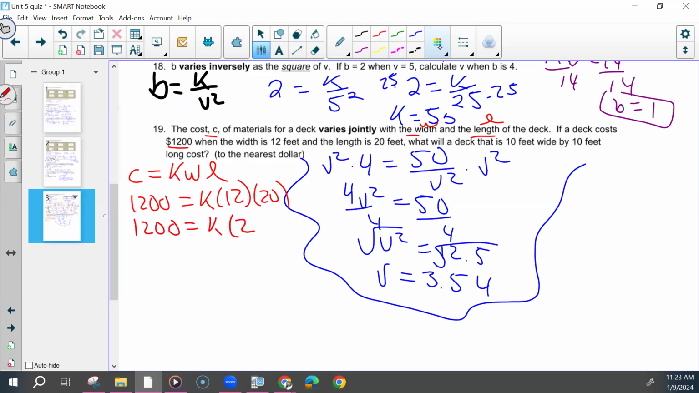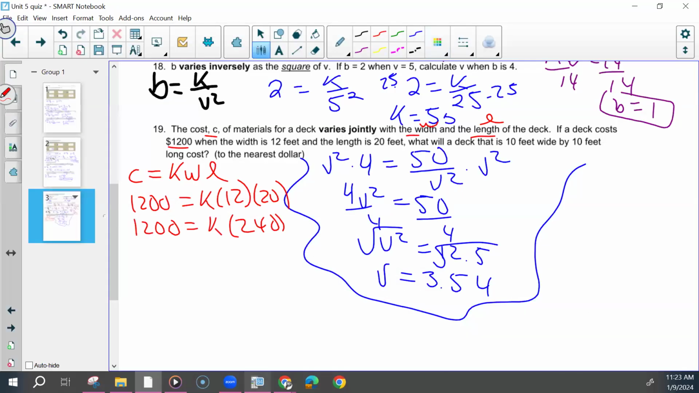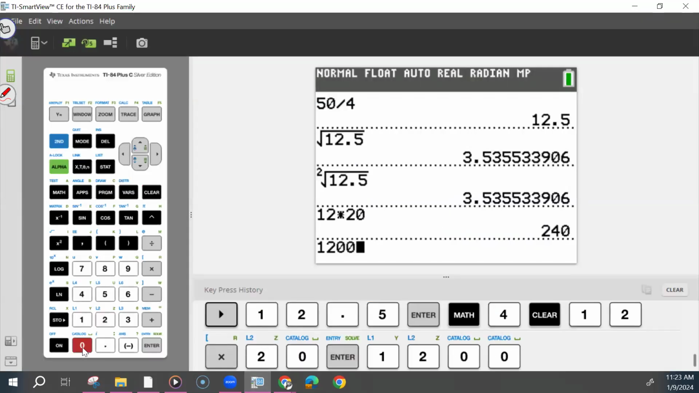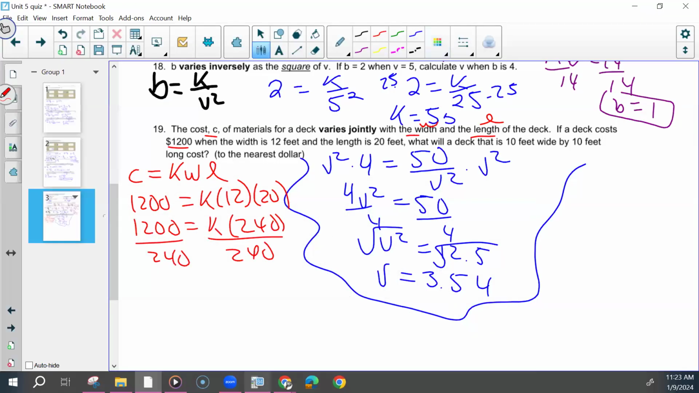I think that was 240. And divide both sides by 240. Okay, K equals 5.